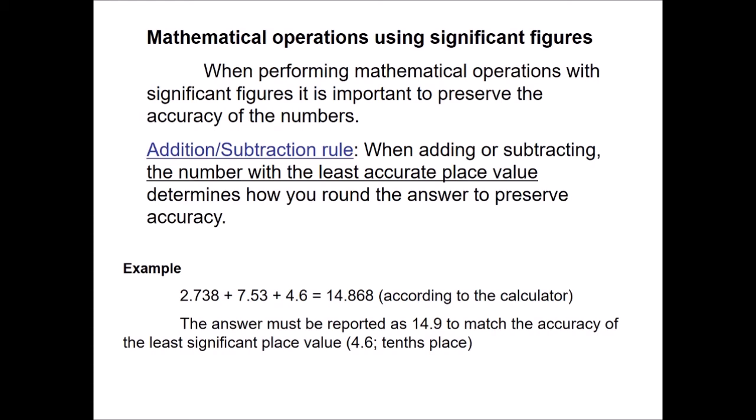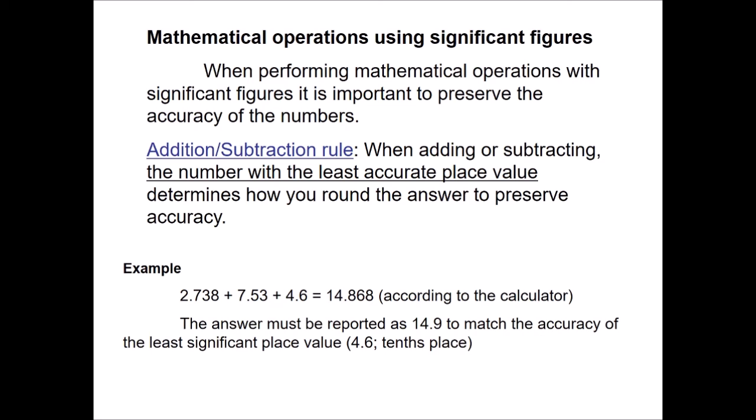And the reason why I round to 14.9 is because we know that we are accurate to at least a tens place, because all of these numbers had a tens place in them. So we can state that. And that would be the answer here: 14.9. It's determined by the 4.6 number. That tells us to round to the tens place.